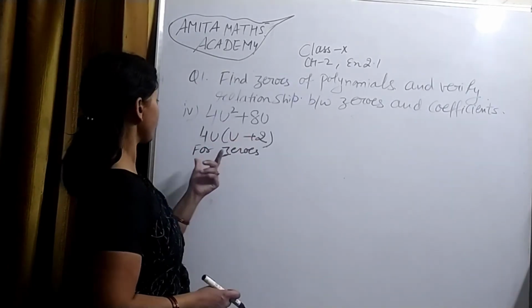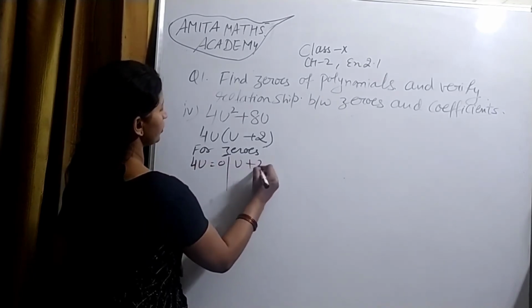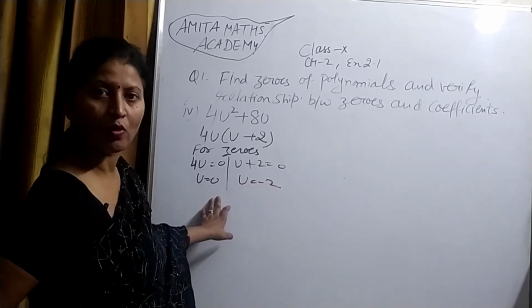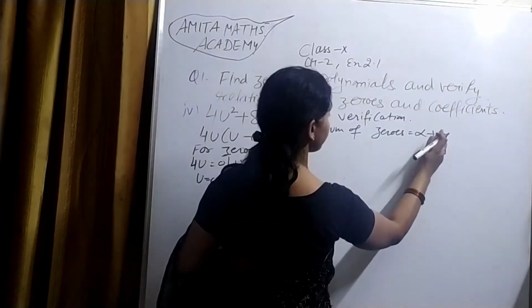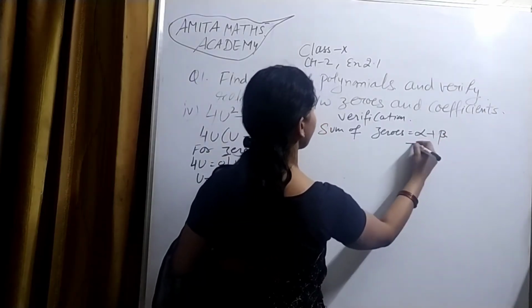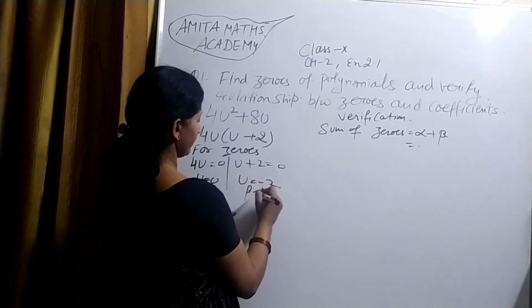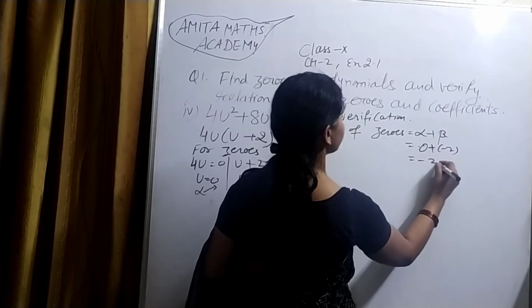Here you will be left with u plus 2. For zeros you will get 4u equal to 0 or u plus 2 equal to 0. It means u equal to 0 and u is equal to minus 2. Zero, and second is minus 2. Now verify the relationship. Sum of zeros is alpha plus beta. Let this be my alpha and this be my beta. It means 0 plus minus 2 is my minus 2.